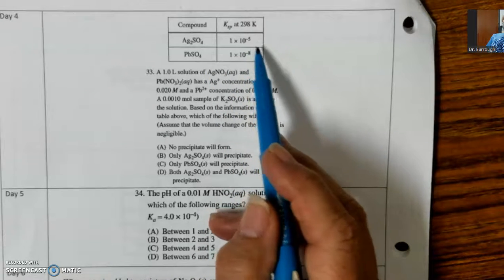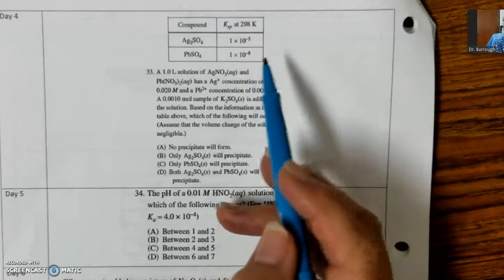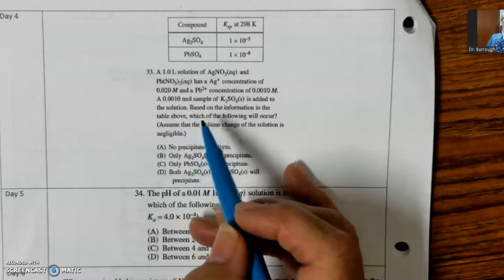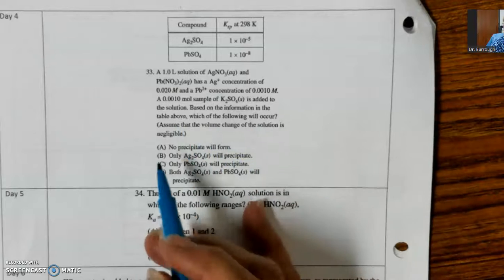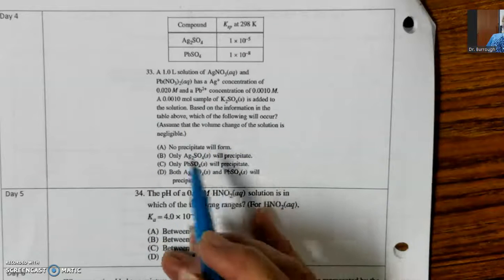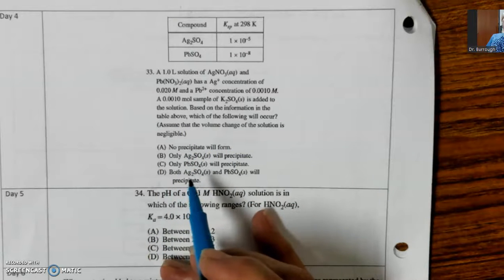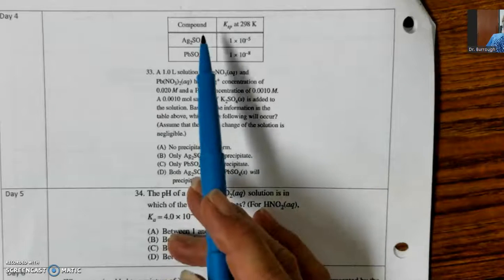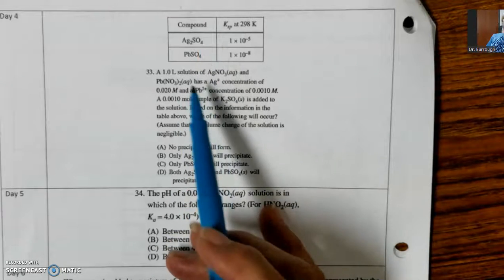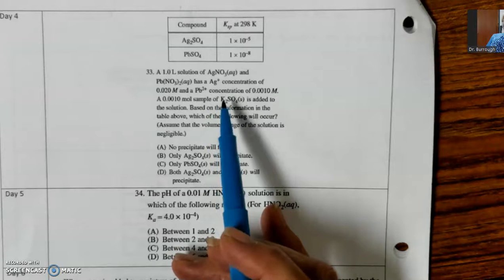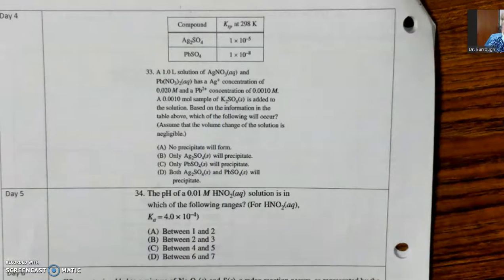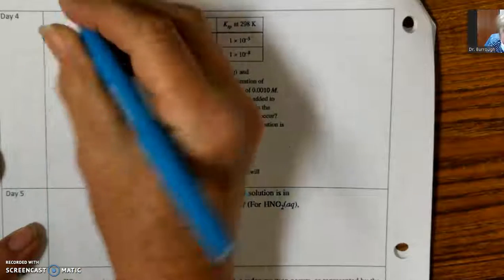And there's a difference of like 10 to the third. And so the question here, based on the information on the table above, is which of the following will occur? Am I going to form a precipitate? Am I not? And will both precipitate? So I really think, remember, that when you're looking at conditions where you're given molarities, then you want to calculate Q. Okay, so let's write out the two equations.